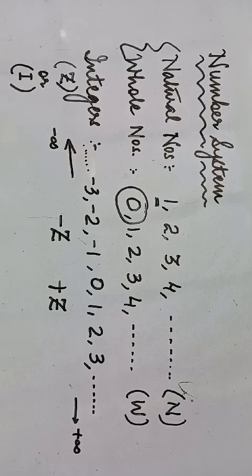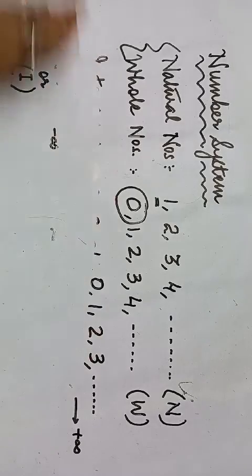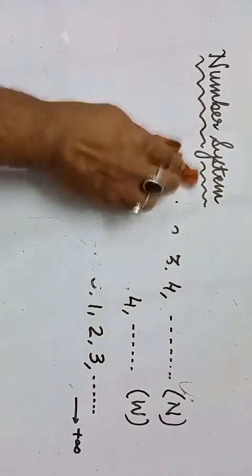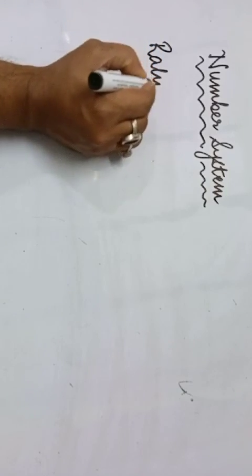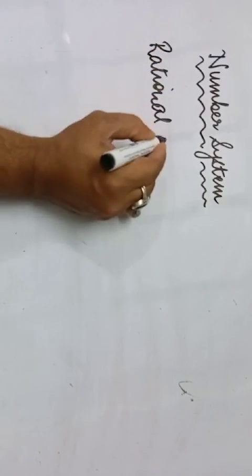So these three were the very basic ones. Now let us move to something that creates a little bit of a problem in terms of memorizing them. We have something which is known as rational numbers. You have rational numbers, but they are not so easy to understand.